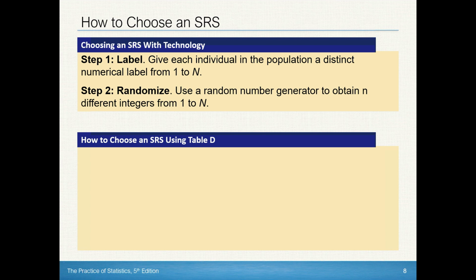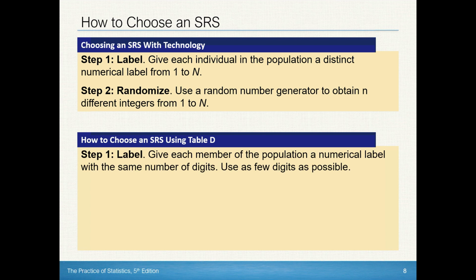I label everybody in the group 1 to n, and then I use a random number generator to select people on that. So given everybody a number, and then I pick random numbers. Same idea on Table D, which is what this PowerPoint refers to as the table of random digits.